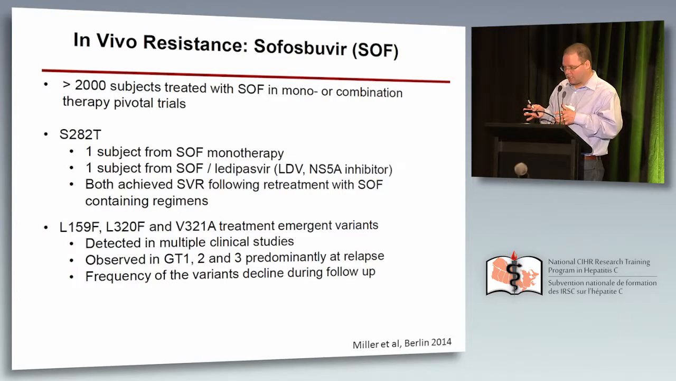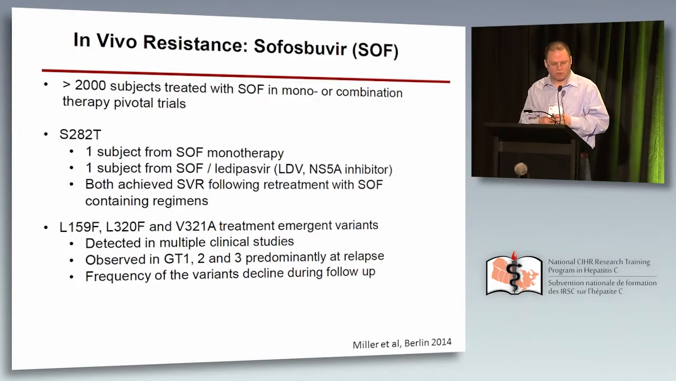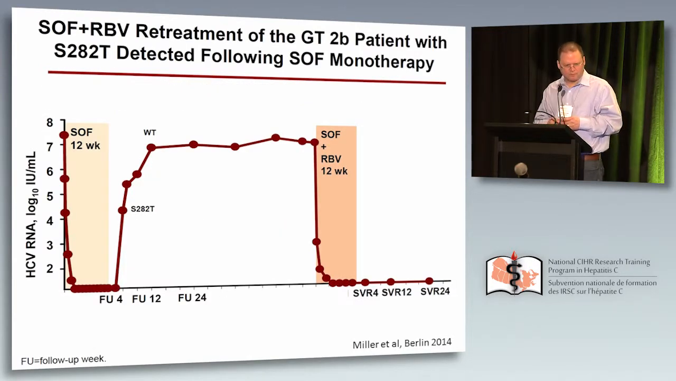However, studies in cell-free assays with NS5B as well as in the replicon system have shown that there's decreased susceptibility to sofosbuvir and related compounds. Now, this is an example here of one of the patients that I just mentioned.